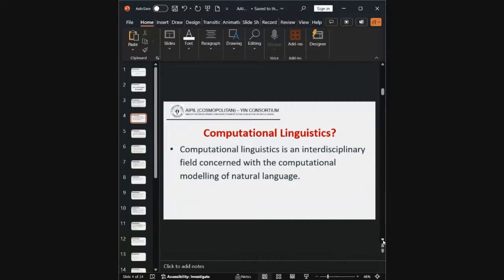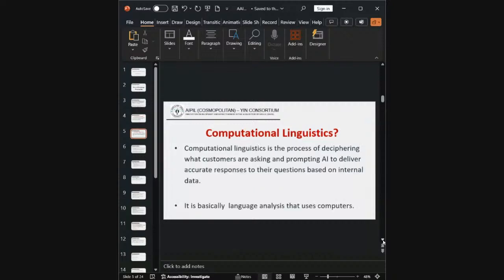And when you are talking about that, another one is the process of finding what customers are asking and the prompting in AI to deliver accurate responses to their questions. And what is it based on? It's based on the internal data. It's based on your internal data. And then what do we mean by the internal data? I don't think I have to tell this class that you guys are all gurus about how to train your model. And so you know what the internal data is all about. It's what you have trained your model with.